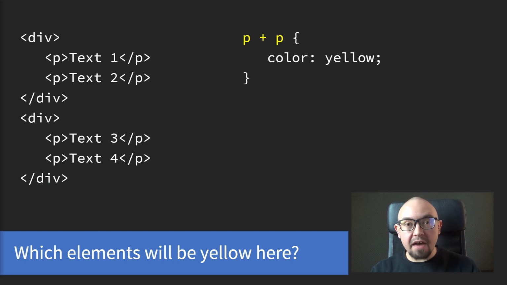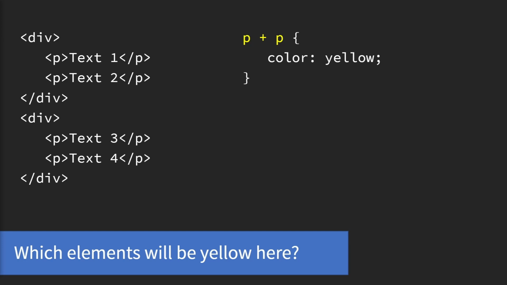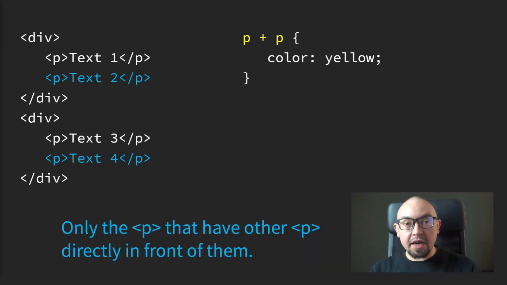Here we already have the selector. The color yellow property makes the elements yellow. The question is, which elements? If you want to think for a moment, pause the video, and I'll give the answer. In our case, the two highlighted p tags will be yellow. Each time it will be a p tag that has another p tag directly in front of it. And why is that? It will become easy when we read our selector from the end. Take the p tag, which is the first younger brother of another p tag.